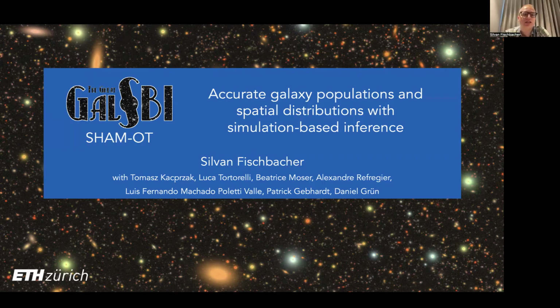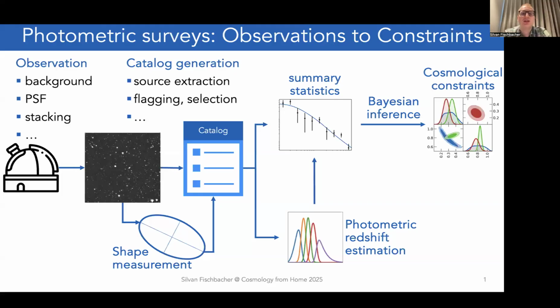I'm a PhD student at ETH Zurich, and today I will be talking about GalSBI, our galaxy population model that can be used to forward model galaxy surveys. I would like to start with a very broad overview of how we get from observations to cosmological constraints, and this mainly in the context of a photometric survey.